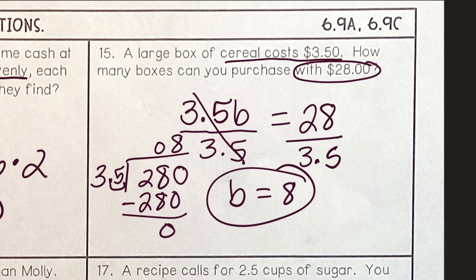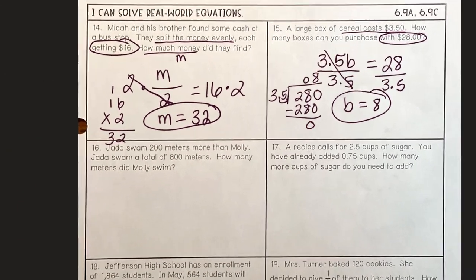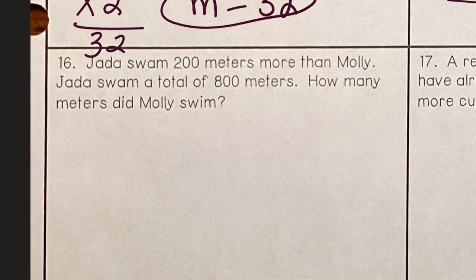I took my cost per box and divided it by my total amount of money spent, which was $28, in order to get my number of boxes. And if I plug 8 back into my equation, 3.5 times 8 would get me my $28. So I know I did it right. Moving on to question number 16.